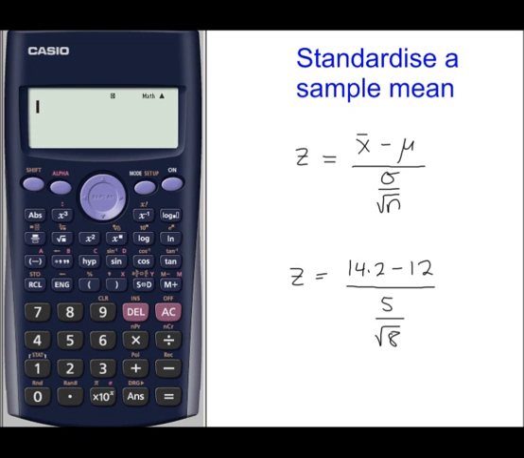Standardizing a sample mean using this formula, which has two fractions.